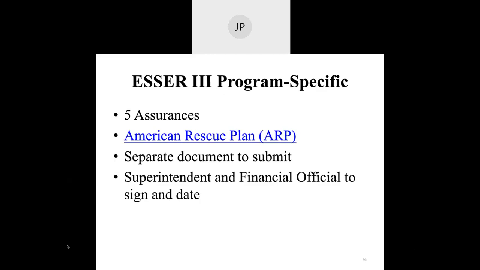So there are five assurances at play here, and we're going to go through them one by one in just a second. You're going to receive three things. You're going to receive your grant award notification. You're going to receive a document with the assurances in terms and conditions for federal subawards, and you're going to receive those program-specific assurances. With those documents, there is an entirely separate document that you're going to need to submit, and both the superintendent and financial official of the district are going to need to sign and date them.